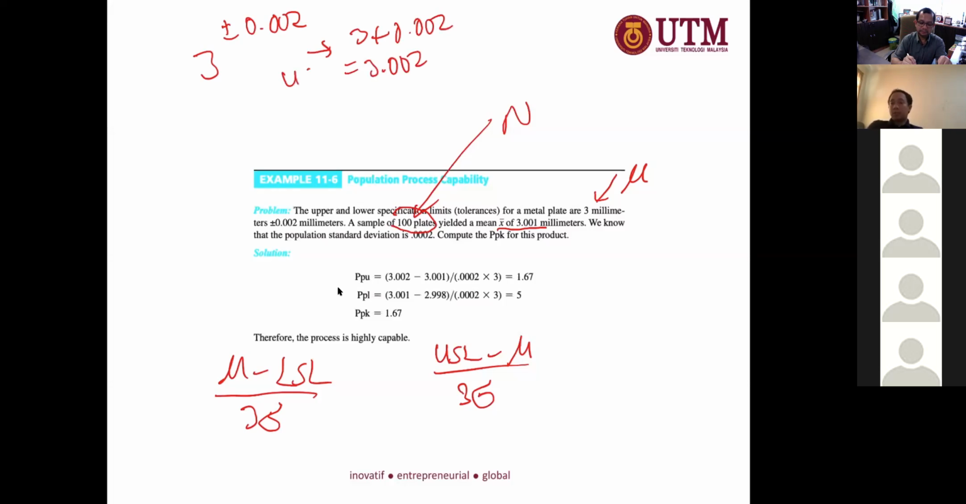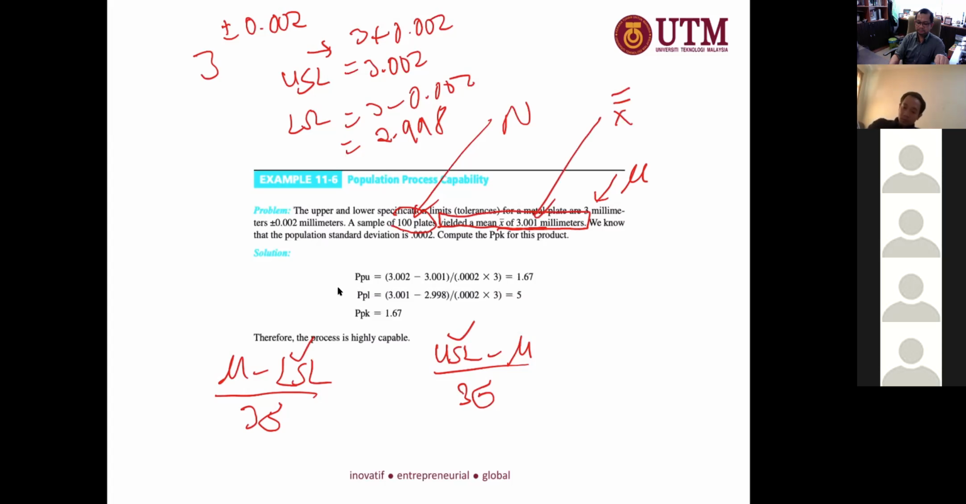And this is upper limit, lower limit. 2.998. So we have the upper limit, lower limit. And the mean, we base on yielded mean. This is our X double bar. We have the mean, and standard deviation for population.